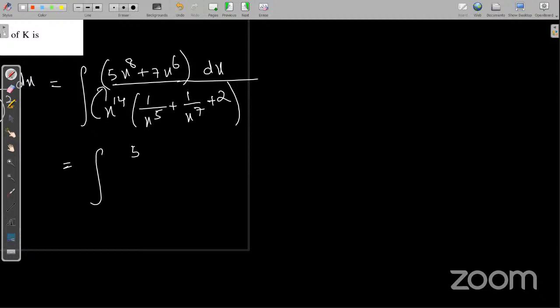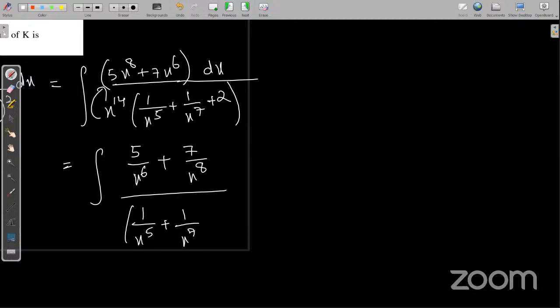So what I'm getting: 5 into x power 8 by x power 14 is x power 6, plus 7 into x power 6 by x power 14 is x power 8, right? Divided by, what I'm left with, 1 by x power 5 plus 1 by x power 7 plus 2 dx.